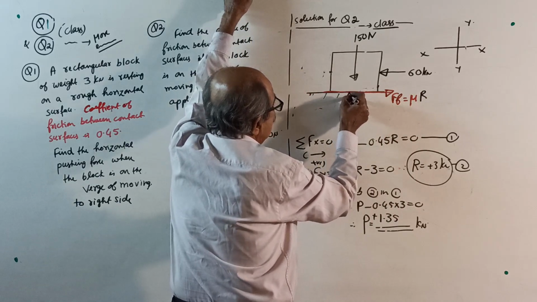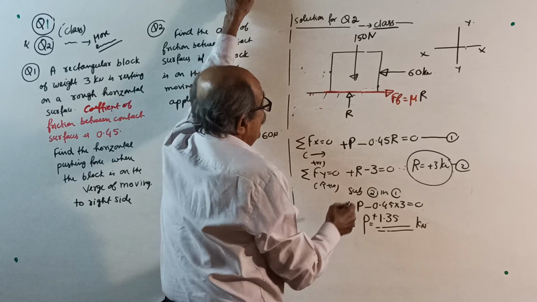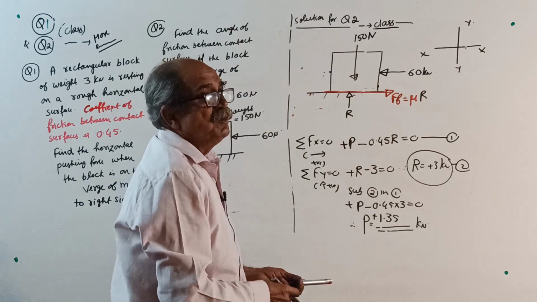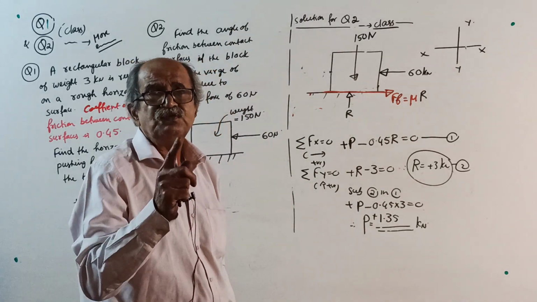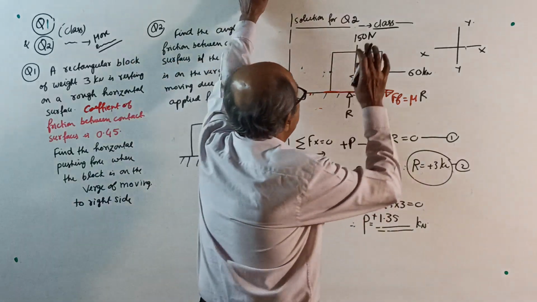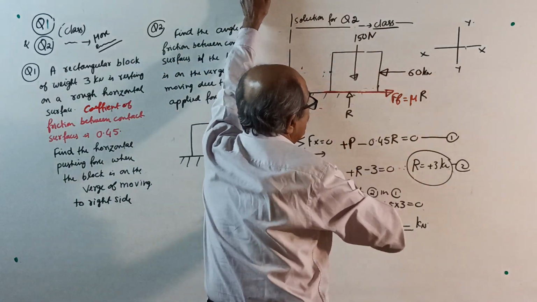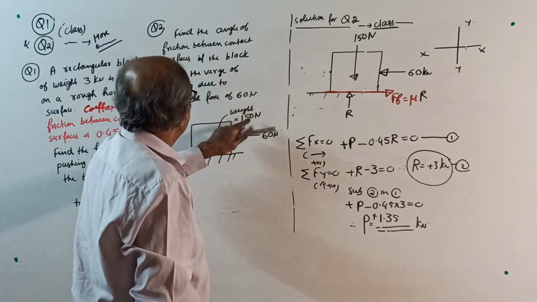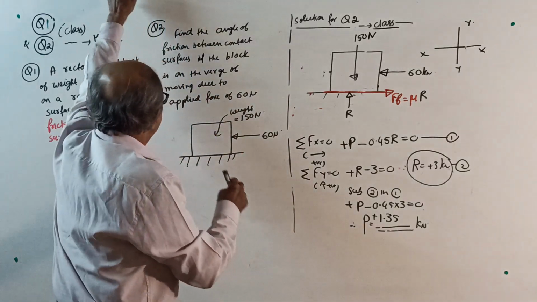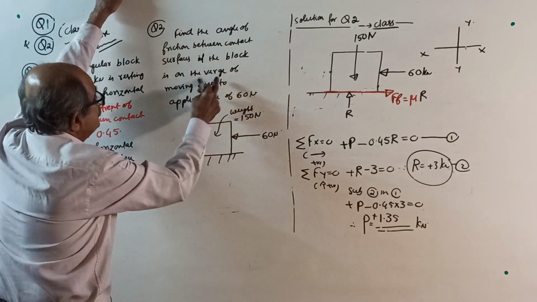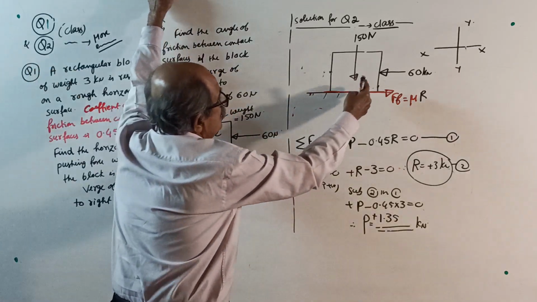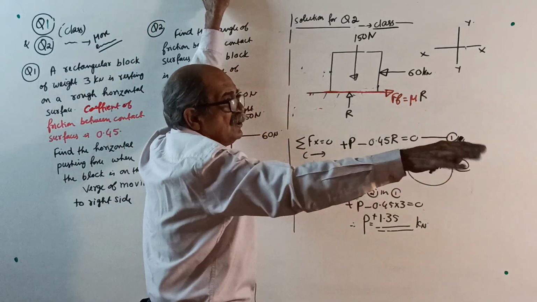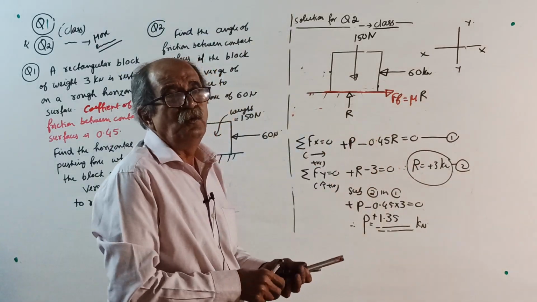Let R be the normal reaction, and mu you have to find. They want to find the angle of friction, but even so, first find the coefficient of friction. Since the applied force of 60 Newton makes the block on the verge of moving to the left side, the frictional force is to the right side, Ff equal to mu R. What I told last time, on the verge of moving.